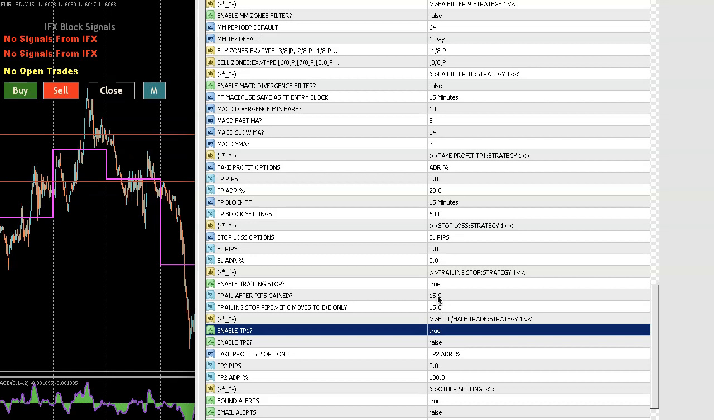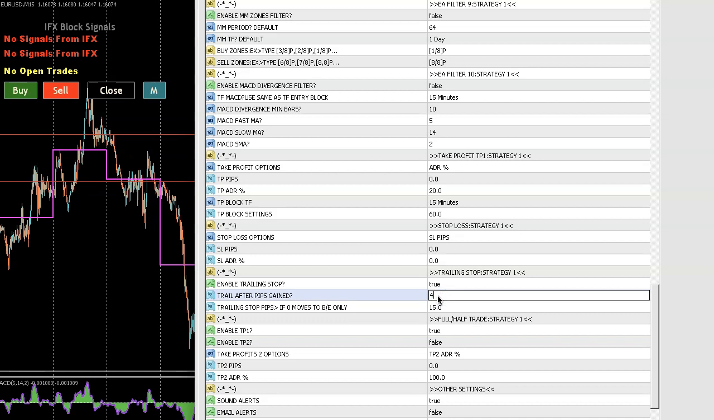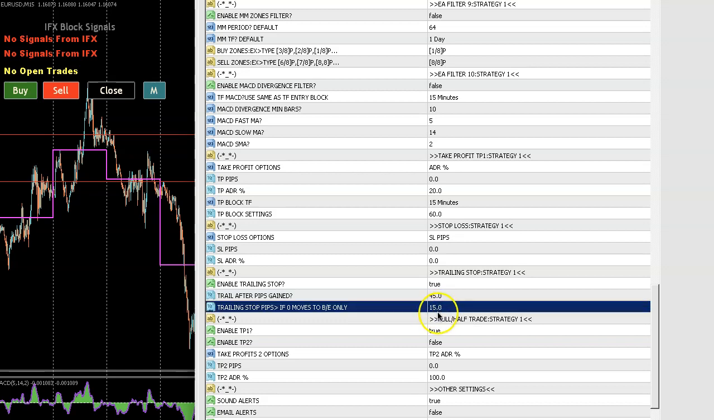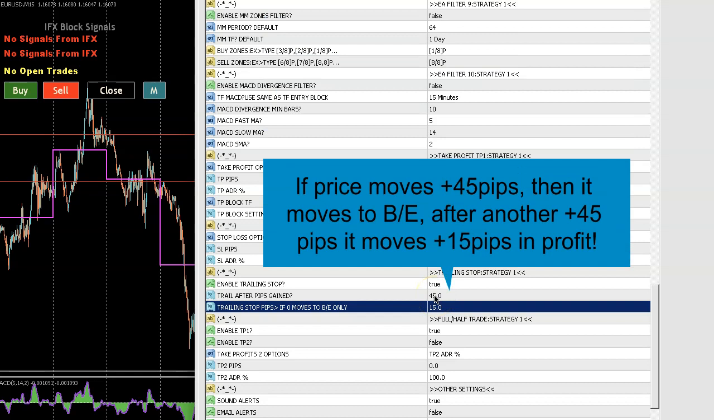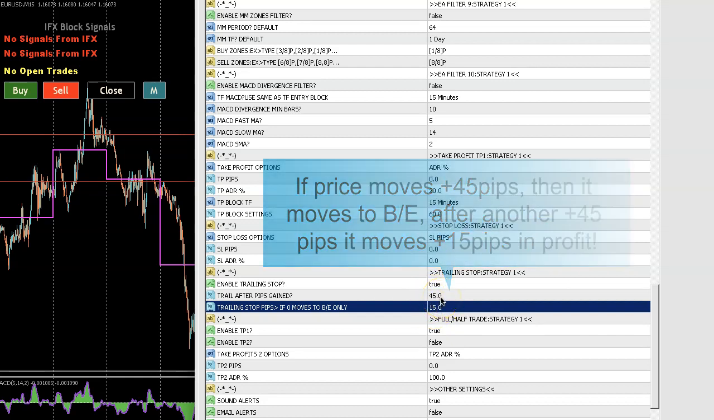So if in your mind you have that after 45 pips it moves into 15 pips in profit, then it's not going to do that. First it's going to run 45 pips, and the first stop is going to be break even. Then after another 45 pips, it's going to move into 15 pips. So you need to break this in half in order to do what you initially wanted.